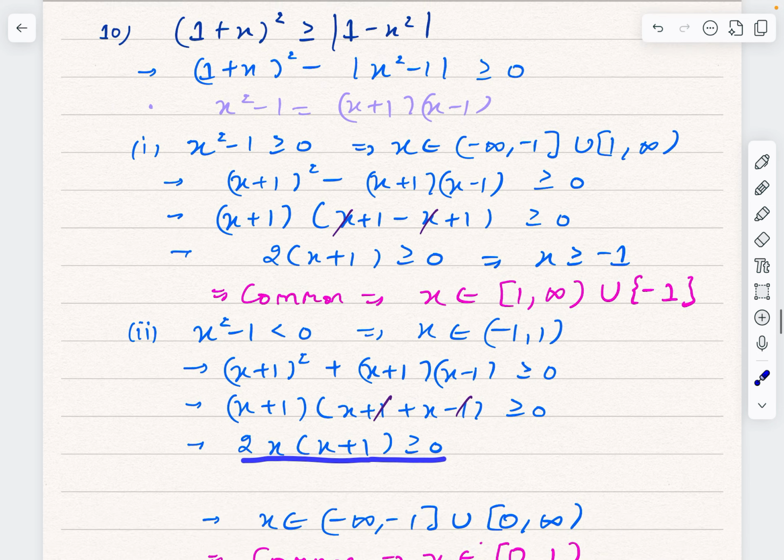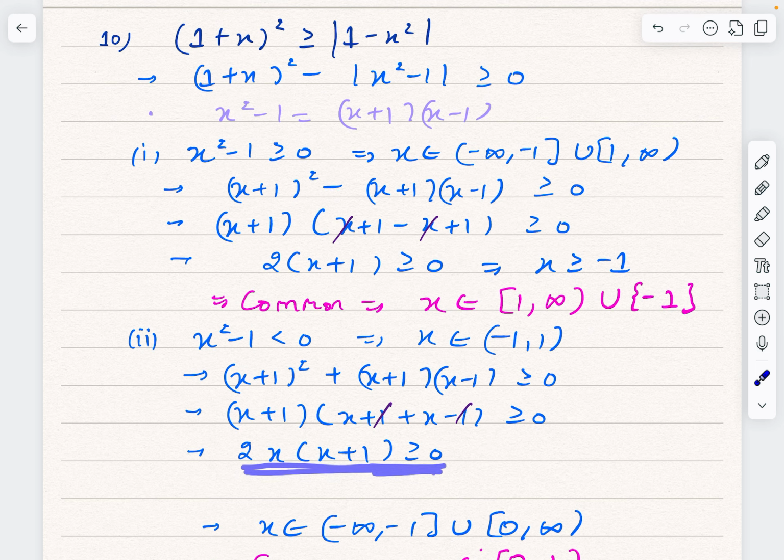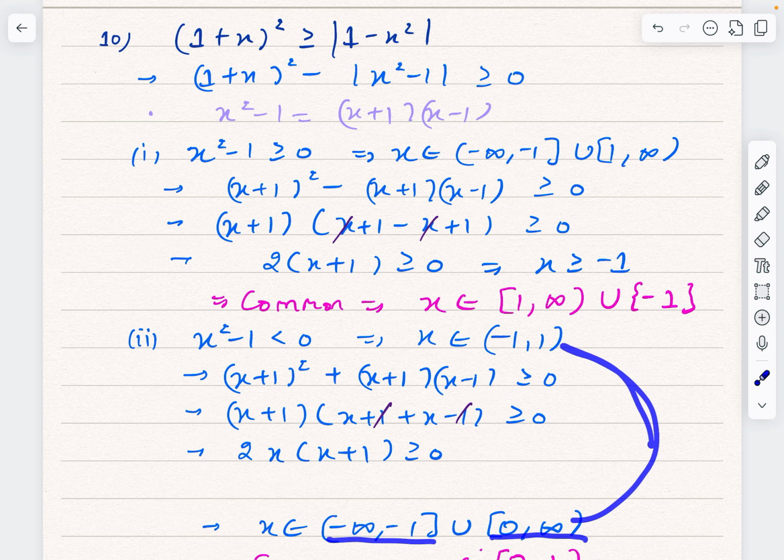Okay, again you use the wavy curve method on this. You get x belongs to minus infinity to minus 1, union 0 to infinity. Now we take common values here and here. It says minus 1 to 1 only. You can see nothing will be common here. From here we can have some values common, which will be 0 to 1. No?